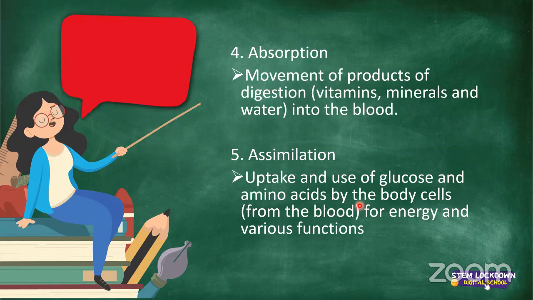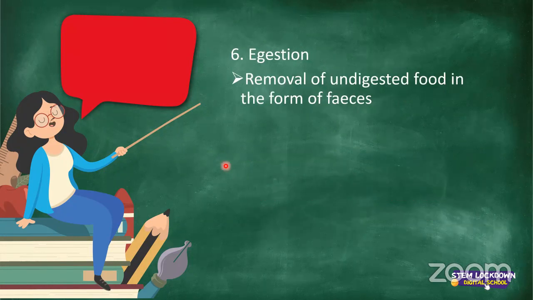The sixth thing that we have in the process of digestion is what we call egestion. Basically, it is the removal of the undigested food in the form of feces. That's when we go do our number two. That is egestion.